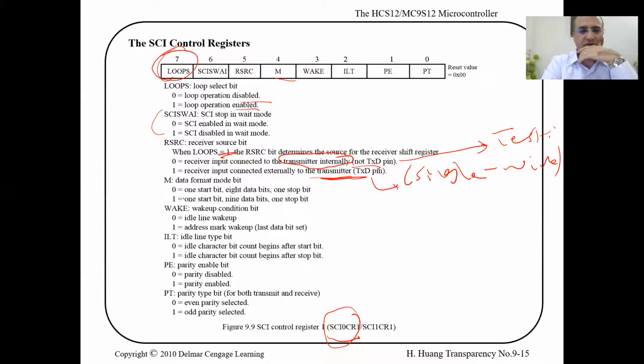The M bit, data format, one start bit, 8 data bits, and one stop bit. This is the most common. If you want 9 data bits, the M bit would be one. What happens, wake up, idle, okay, parity, you want to enable parity. If you enable parity, is it odd parity or even parity? So these are the things we have here.